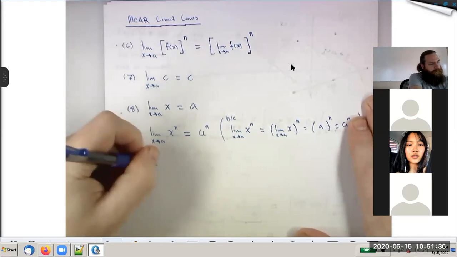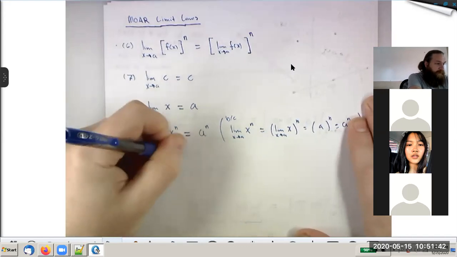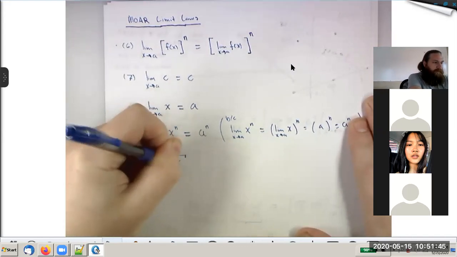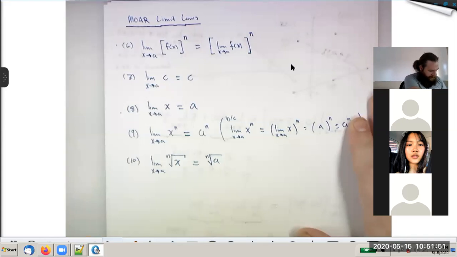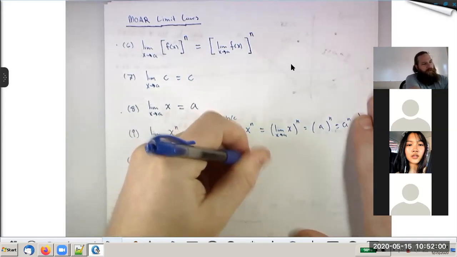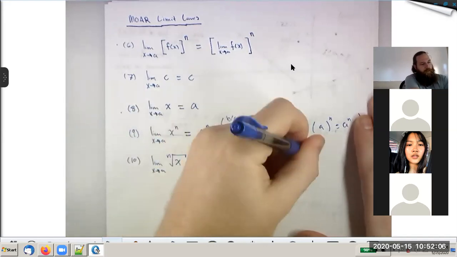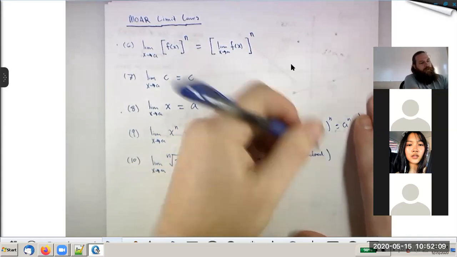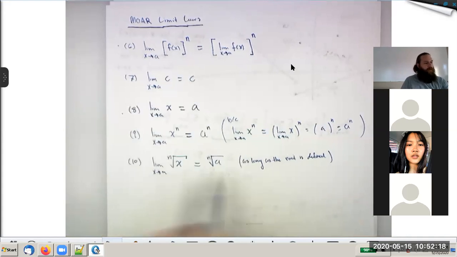The limit as x approaches a of the nth root, and again here n is a constant, of x, will be the nth root of a, as long as, if n is even, a is positive, as long as the root is defined. So of course I can't take square roots of negative numbers, right? I can't take even roots of negative numbers in general. So as long as the root on the right-hand side here is defined, this rule works great.